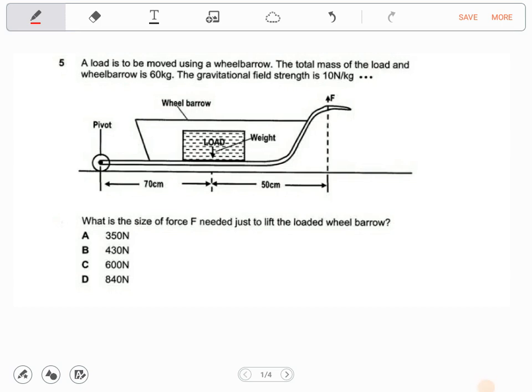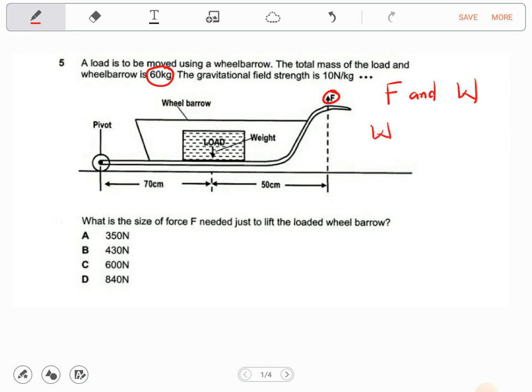So, how do we find this force? You might recall that this is coming from the moment, the turning effect of the force. So we have the force F and the weight. Remember that the total mass is 60. That means the wheelbarrow and the load, they all have a weight of.